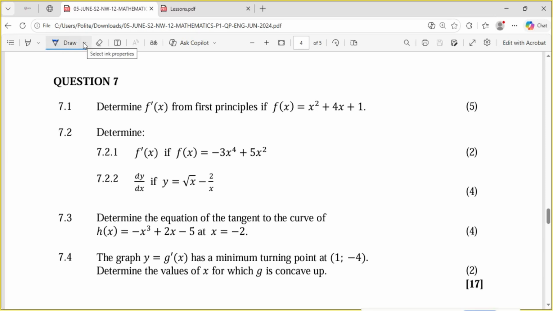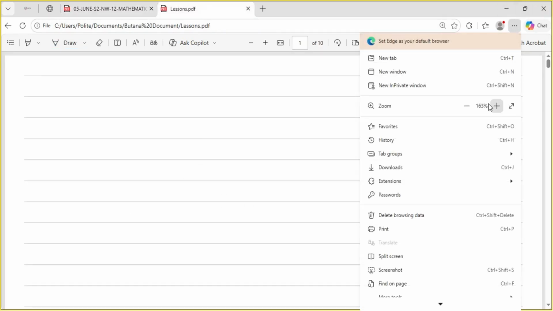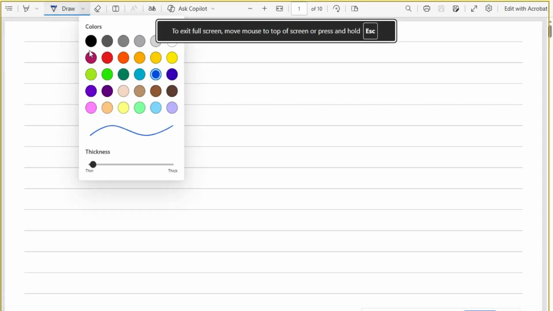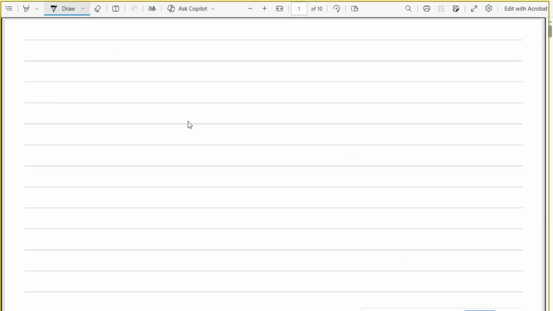Okay, look at the question that we have now. So I want us to quickly push this question 7. First question, it says determine, from first principle, the derivative if f(x) equals x squared plus 4x plus 1. So I'm going to rewrite my equation this side. You can see my screen, right? Yes, sir. Okay, so they want us to find f'(x).